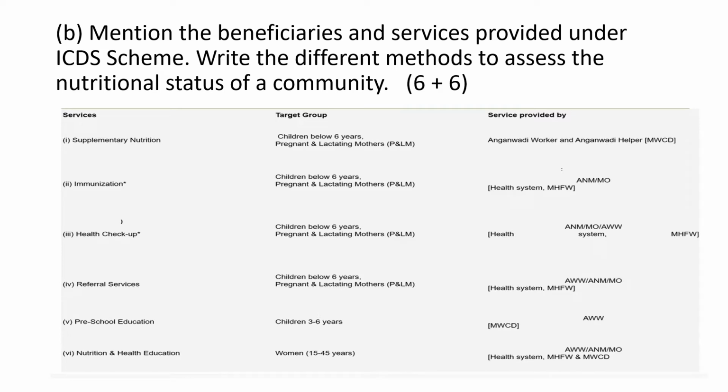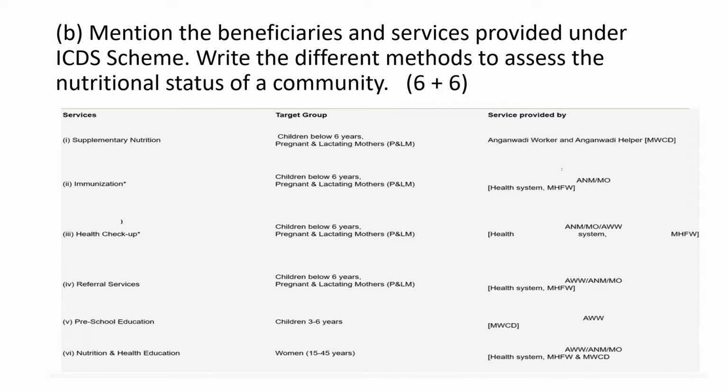Now coming to this particular question: mention the beneficiaries and services provided under the ICDS scheme. Write the different methods to assess the nutritional status of a community. This ICDS is very important, and as I mentioned earlier, it may come in a direct fashion like this question, and it might come in an indirect fashion also, such as: mention the services provided under the most important national health program for children under 6. Instead of the different methods to assess the nutritional status of a community, it can come in the context of a particular age group, maybe the under 5.